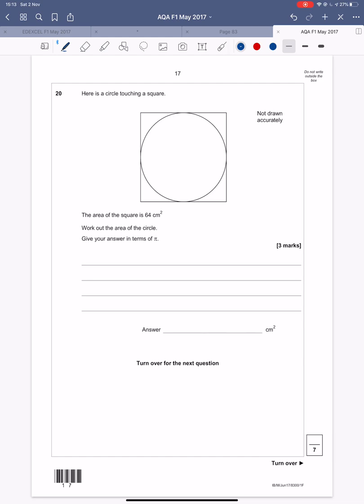Right, number 20. Here's a circle touching a square. The area of the square is 64. So that's 8, and that's 8 there, because 8 times 8 is 64.